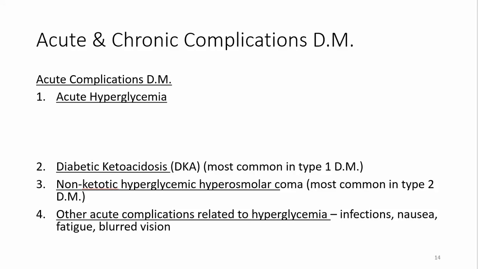Now in type 2, and this kind of answers that other question from a couple of slides ago, type 2 people can get non-ketotic hyperglycemic hyperosmolar coma. And this is what I was getting at: this hyperglycemia screwing up osmolarity and affecting the central nervous system. And it can actually induce coma.